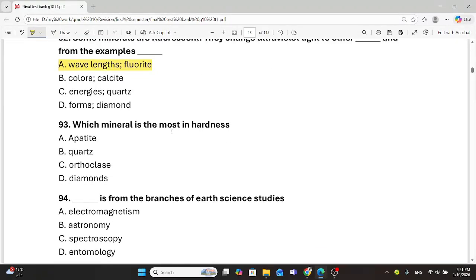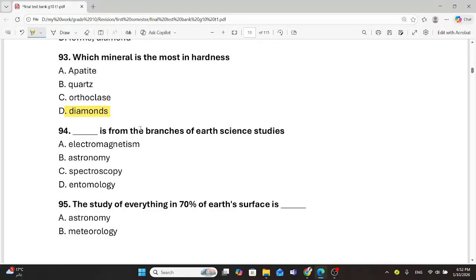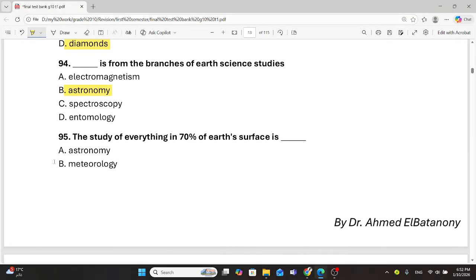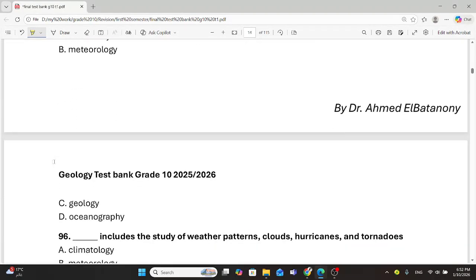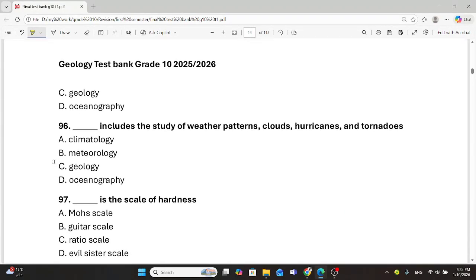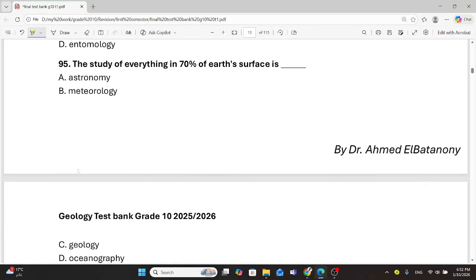Which mineral is the highest in hardness؟ قلنا الدايموند أعلى حاجة في الهاردنس. What is not one of the branches of earth science study? earth science study هيبقى الأسترونومي لأن احنا قلنا هما astronomy, geology, meteorology, environmental science, hydrosphere, oceanic. طيب oceanography وجيولوجي وmeteorology. طيب وenvironmental دول ال 5 main branches of geology.